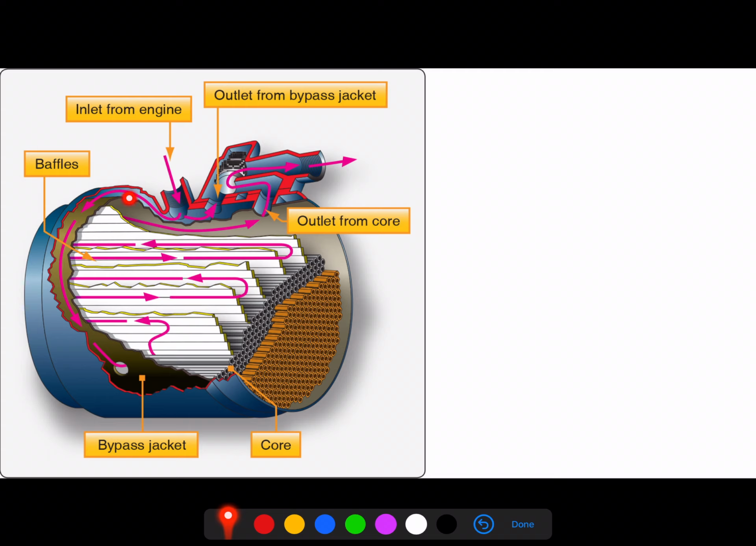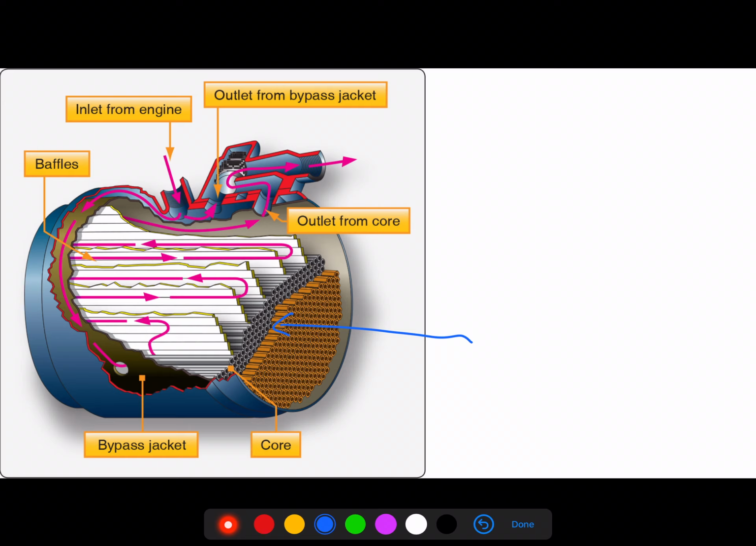We have this bypass jacket that goes around what we would term the core of the cooler. The core of this cooler is where we have oil that's forced through all of these little maze-like labyrinth passages that forces it into contact with airflow that's coming through the front of the cooler. By doing that, it allows us to remove heat from the oil by conduction. So by physically touching each other, we can transfer heat in that fashion, and it helps to take that heat away from the oil, away from the aircraft and the engine.